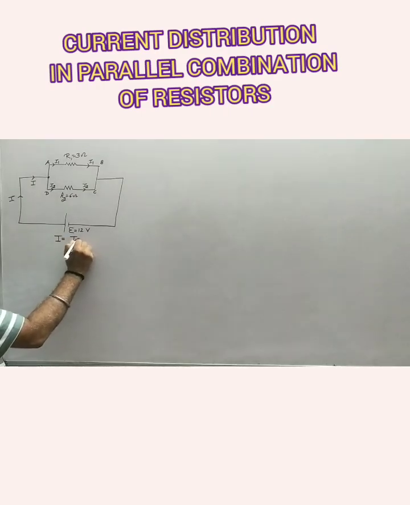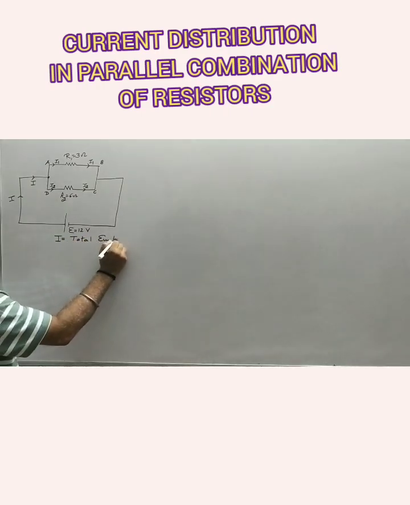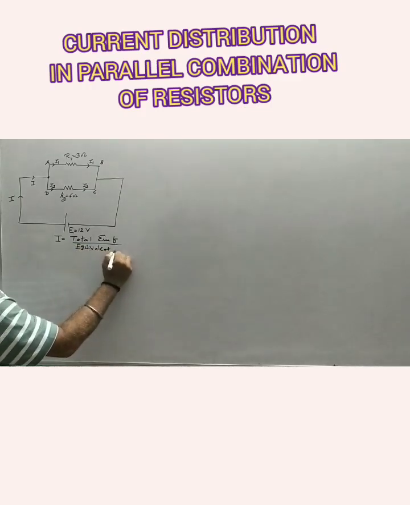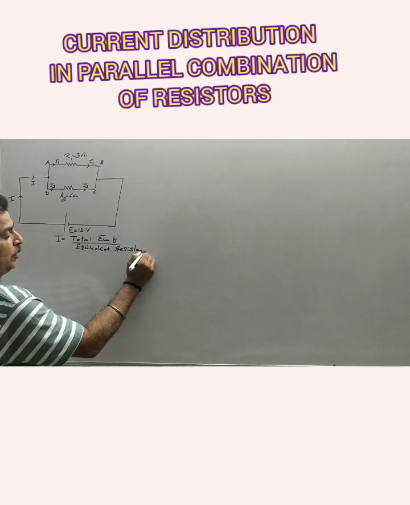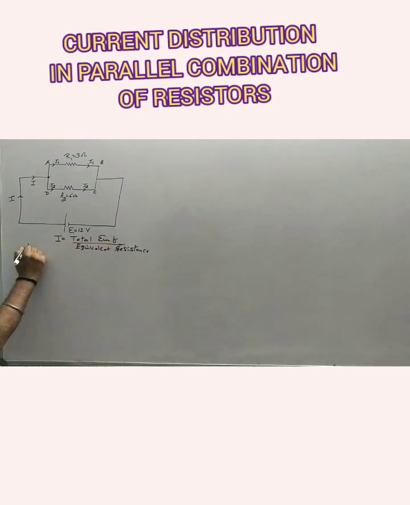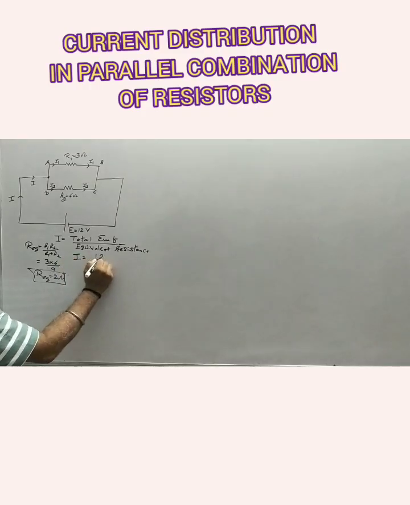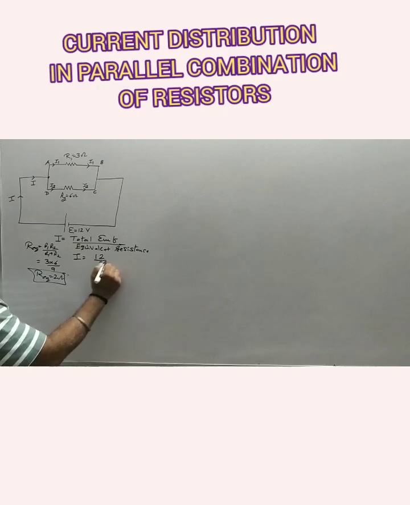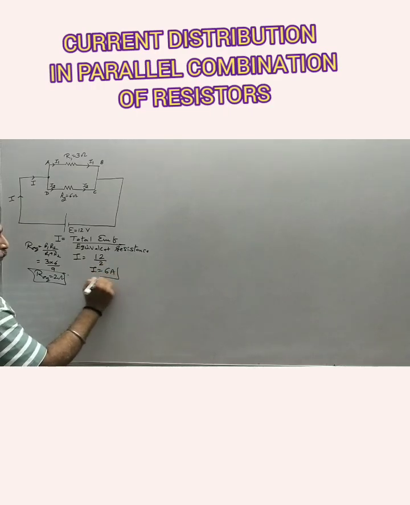So total current in the circuit is equal to total EMF divided by the equivalent resistance of the circuit. Now in the parallel combination, the equivalent resistance R equivalent is equal to R1 R2 upon R1 plus R2. So this is 3 multiplied by 6 divided by 9. So R equivalent comes out to be 2 ohms. So the total current in the circuit is equal to 12 volt divided by the equivalent resistance of the circuit, that is 2 ohms. The total current in the circuit comes out to be 6 amp.